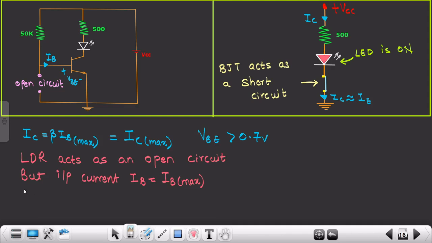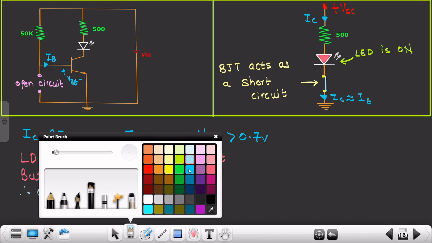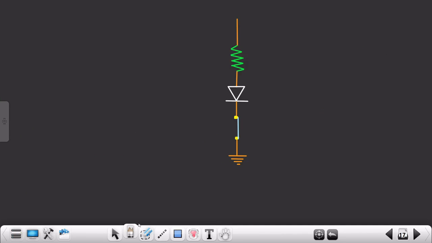Therefore the output current IC is equivalent to IC max, right? And thus, due to these two reasons, what is going to happen? The transistor or the BJT acts as a closed switch. So let me write this particular reason in the next slide. Just a second, let me delete this particular part.